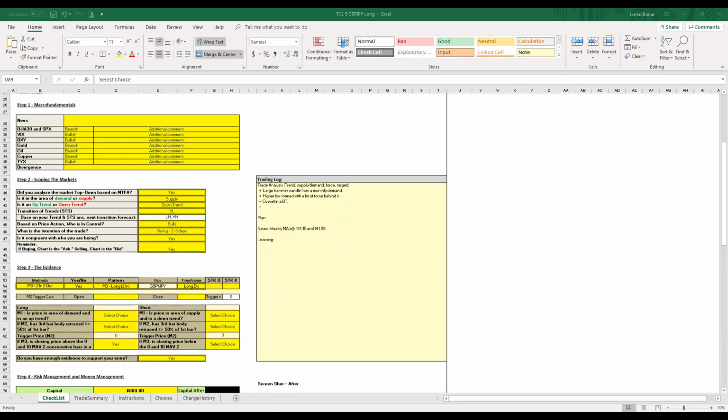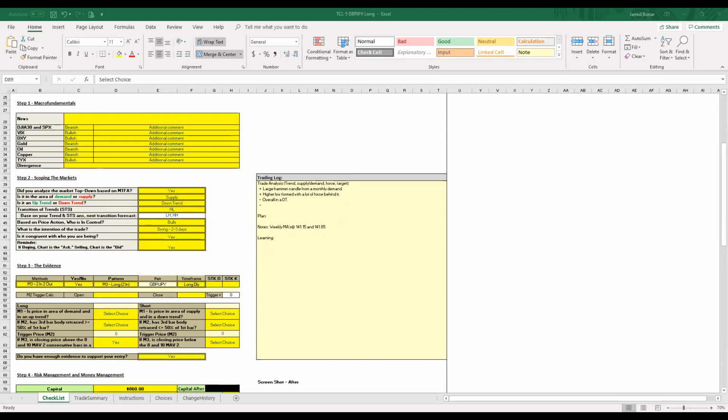Oops, CL5. Oh, did I skip a number? Oh no, I didn't. This one's 6. So the next one I did was the Euro USD long on a... Sorry, Jared. I beg your pardon.